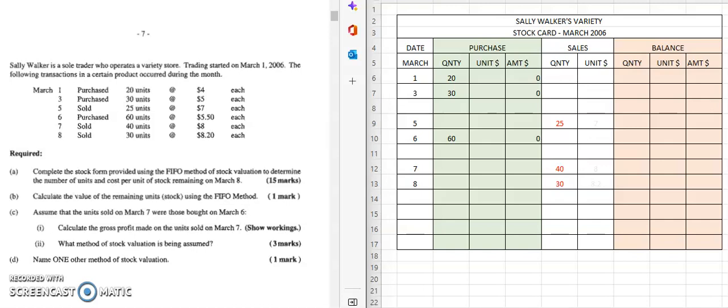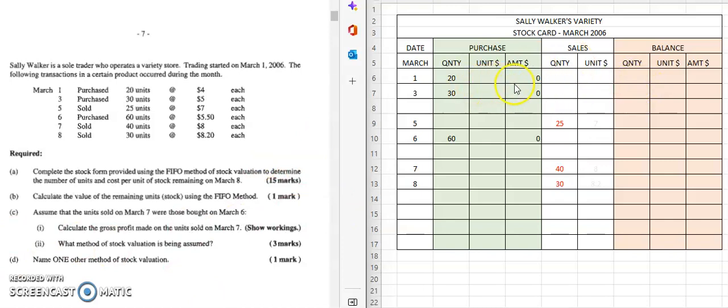Right. So first in, first out makes the assumption that whatever goods were bought first were sold first. However, when you're on this table, basically you just want to record that whatever you purchase, you're going to add, and whatever you sold, you're going to subtract. But you just do it as if whatever it is that you bought first, you sold first, etc. All right, so come to the answer sheet then.